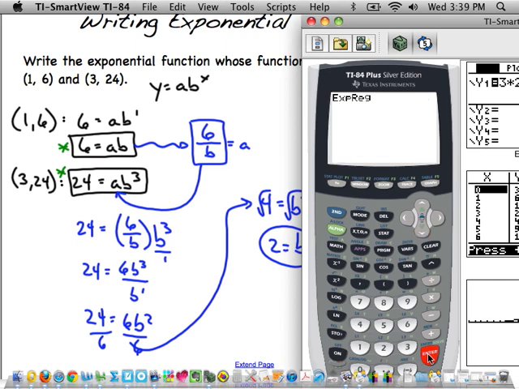If I hit enter, and I hit enter one more time, I have y equals ab to the x. There's my a value of 3 and my b value of 2, which is exactly the same that we got both graphically as well as algebraically. So now you really have 3 different ways to write your function.